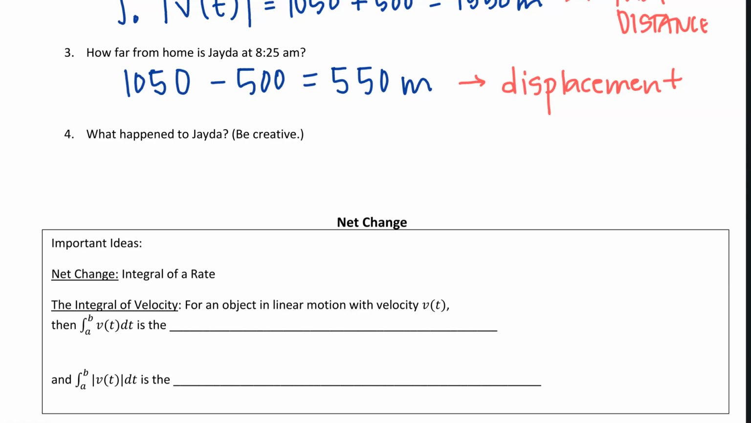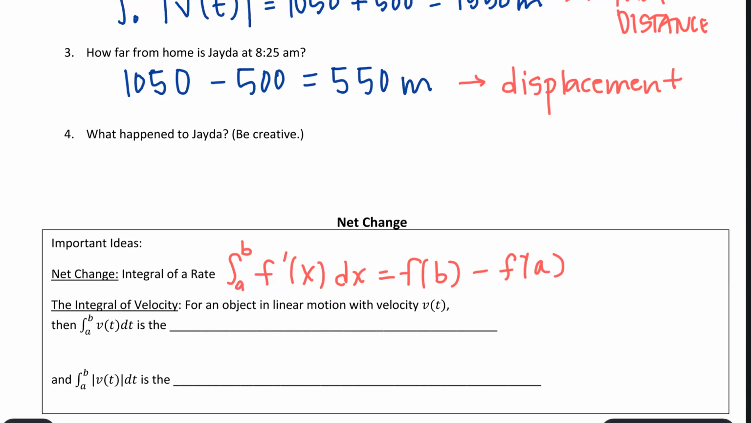Okay, so this is net change. Net change is our integral on a closed interval of f prime of x. Then when we integrate and we subtract, this is our net change. Sorry, that's an f of a. So after you integrate and you evaluate, this is considered your net change.